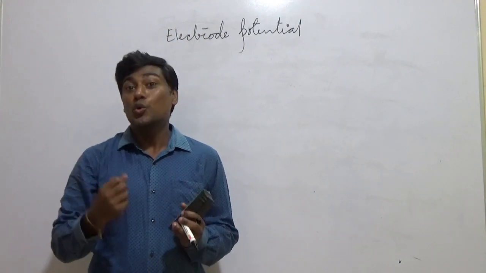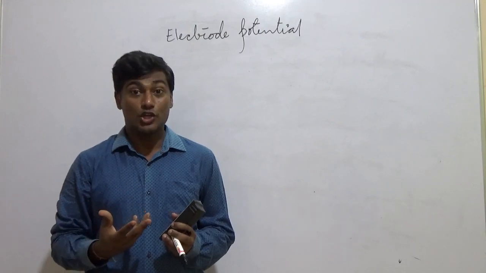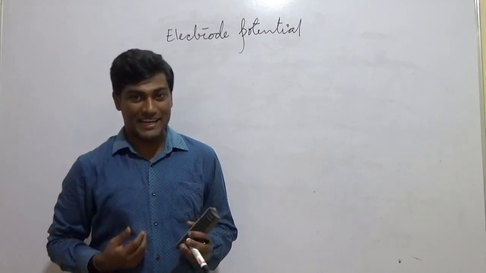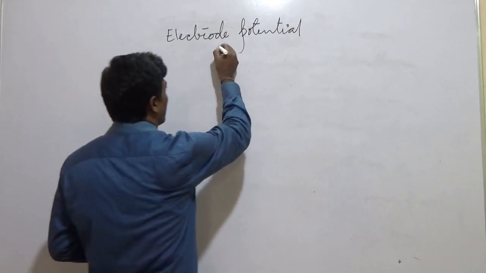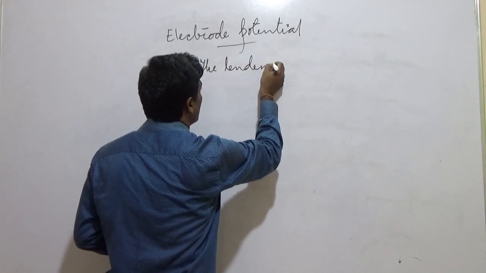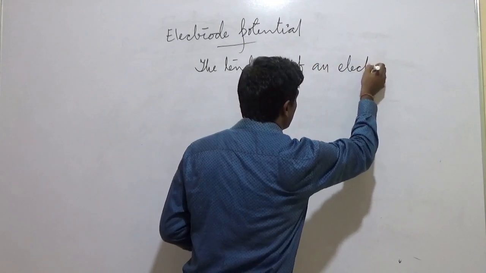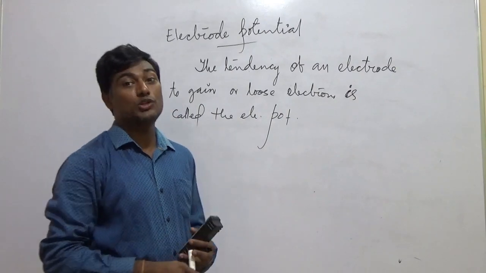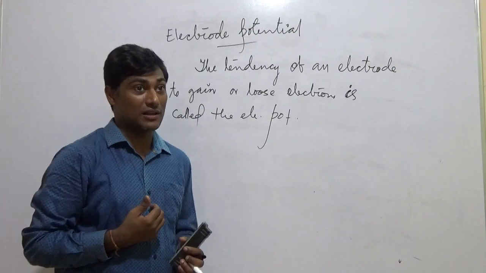So we must have an idea how readily, to which extent, an electrode is ready to receive or lose electrons. That's why we created one term, electrode potential. So the tendency of an electrode to gain or lose electrons is called the electrode potential.